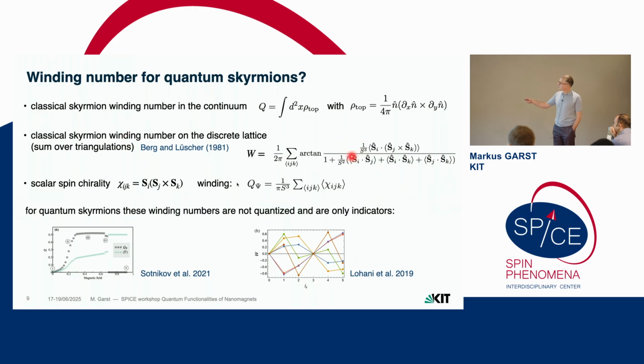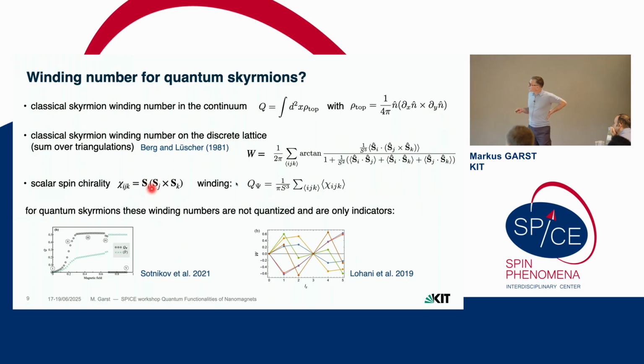And if you have classical spins of size S, then this expression actually gives you also a quantized object. But as I will explain later on, this is not guaranteed for the quantum problem.